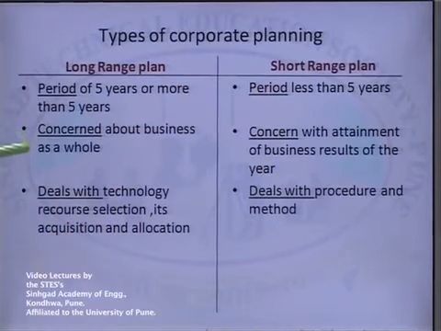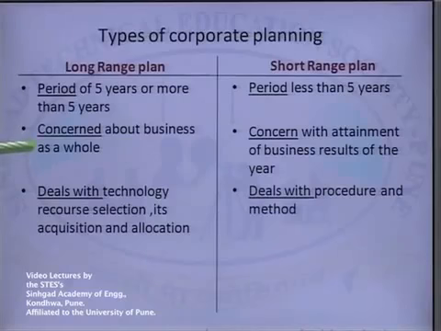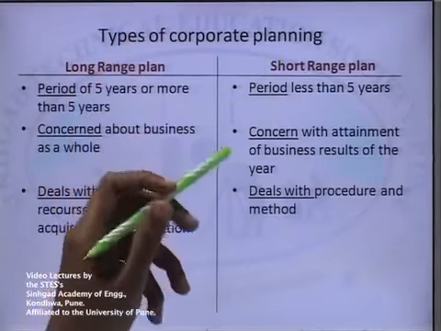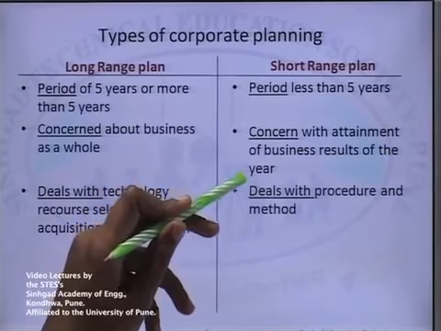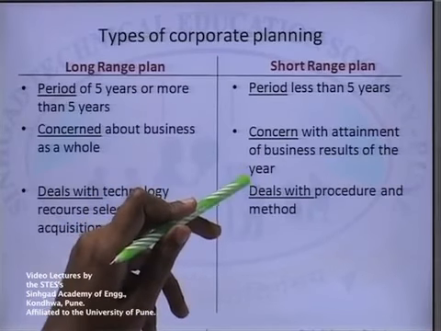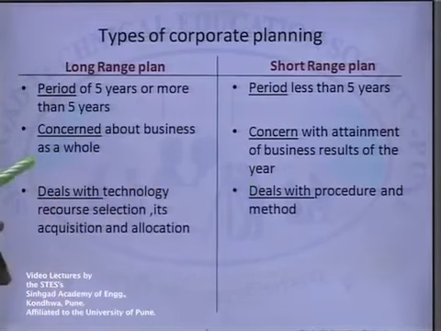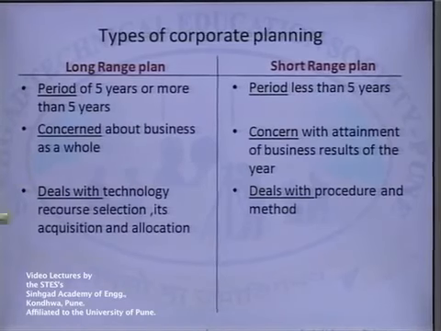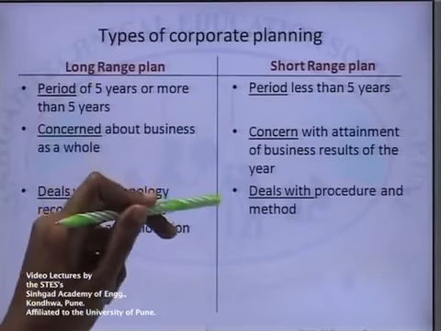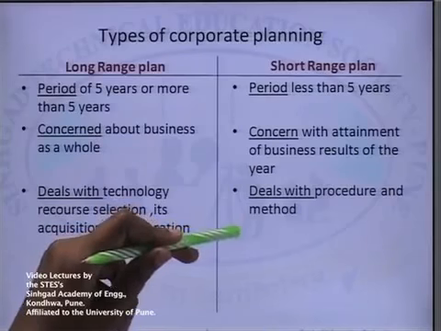With respect to the second point, the long range plan is totally concerned with the business as a whole, and the short range plan is concerned with the attainment of business results of the year. Only one year's result they consider. Here, as a whole business they consider. And the third one, it deals with technology resource selection, its acquisition and allocation. But the short range planning deals with the procedures and methods only.